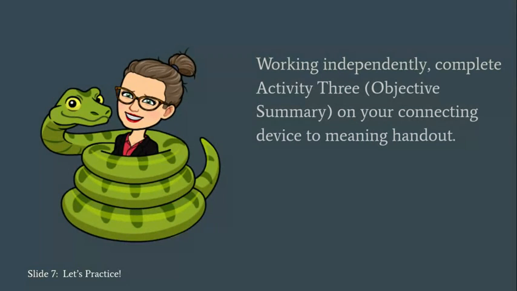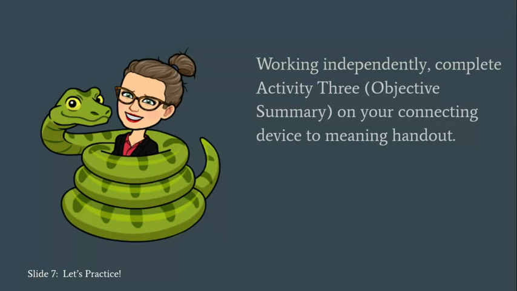Now we're going to work independently to complete Activity 3, the objective summary on your Connecting Device to Meaning handout. Remember that an objective summary does not contain your opinions about the text. Rather, it includes basic information, such as plot details, about the text.